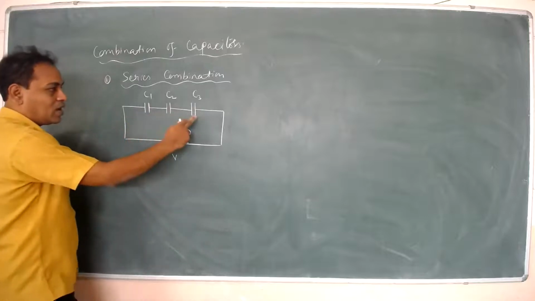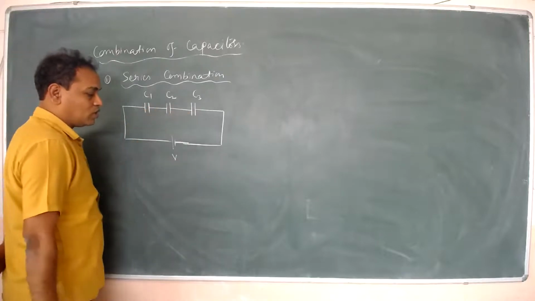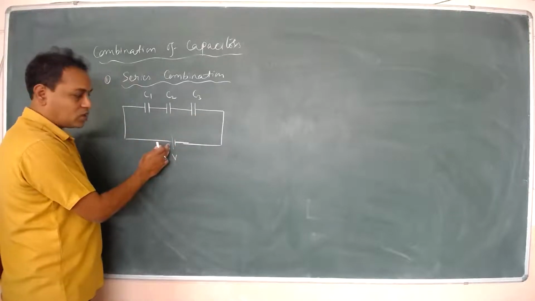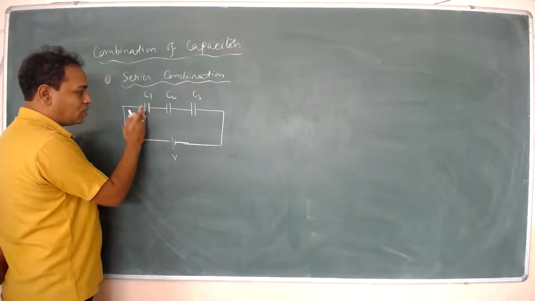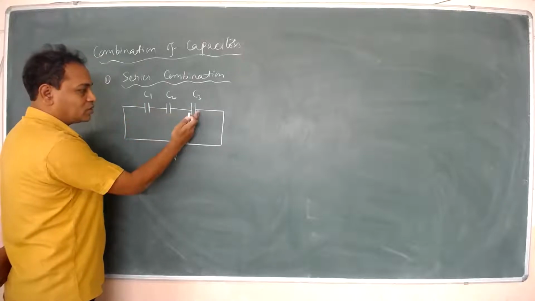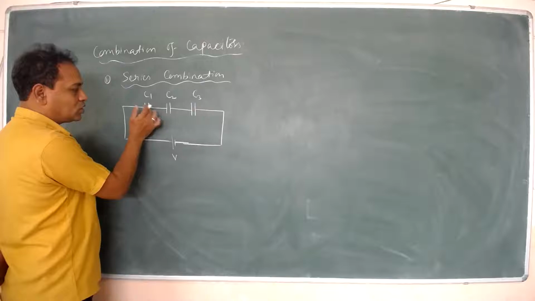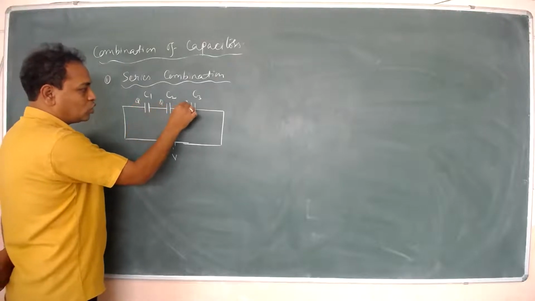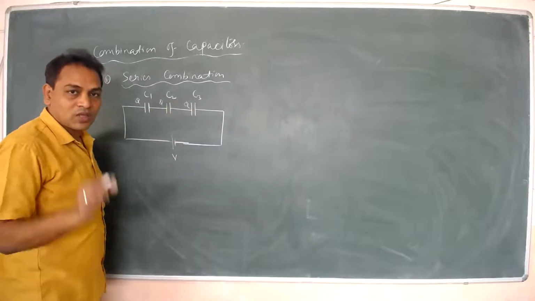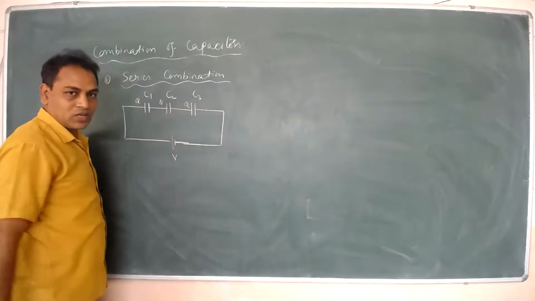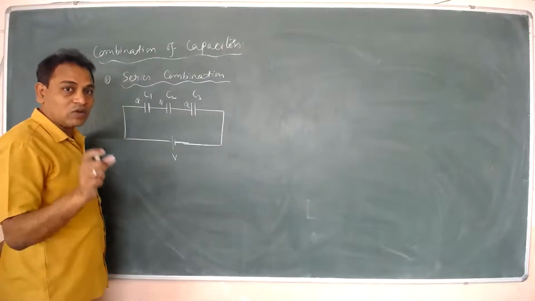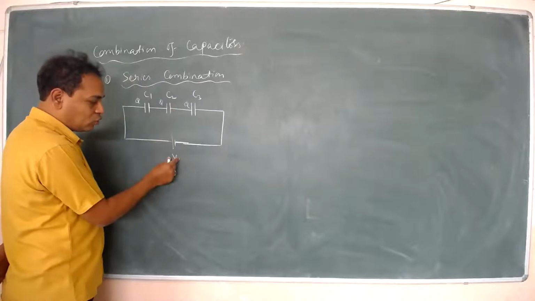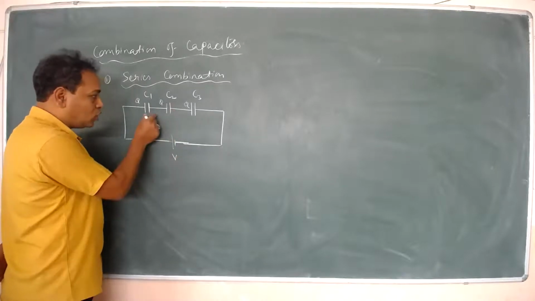Since this is a series combination, we know that the charge moving here will be the same in all the 3 capacitors. Let us say the charge on the capacitors is Q, here also Q, here also Q. That means in a series combination the charge will be the same in all the 3 capacitors, whereas the potential will be divided. Whatever V you have supplied, this V will be used for all the 3 capacitors.